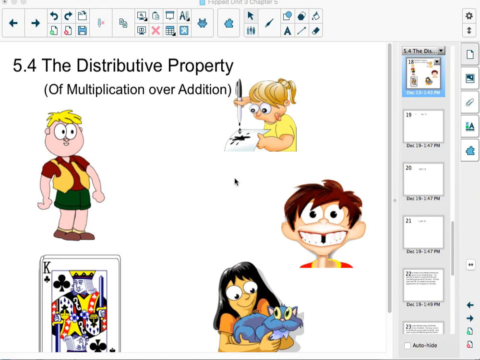This lesson is about the distributive property, also sometimes called the distributive property of multiplication over addition. So let's talk about the word distribute.